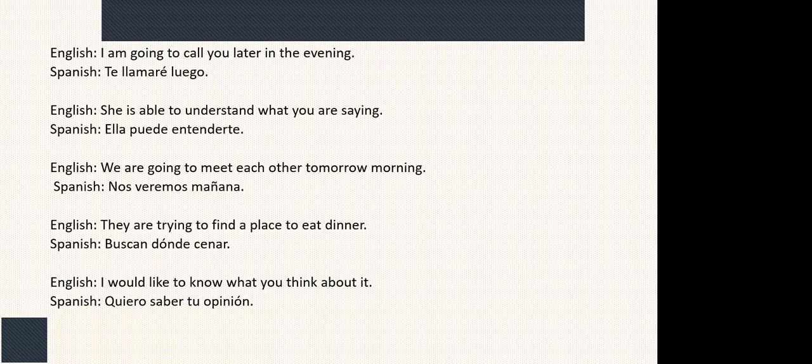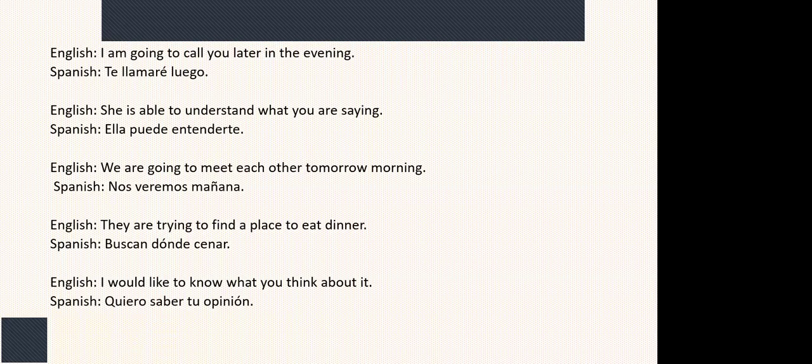Okay, do we have to start from the first one, or whichever we want? Whichever you feel deserves your attention. Okay, the last one is very interesting because it says, I would like to know what you think about it. In Spanish, it's quiero saber. It's not bad, but I don't know if it's faithful to the original, because in English, I would like is more polite. And in Spanish, quiero saber is much more direct. So for me, it's better to say quisiera saber instead of quiero, at least.